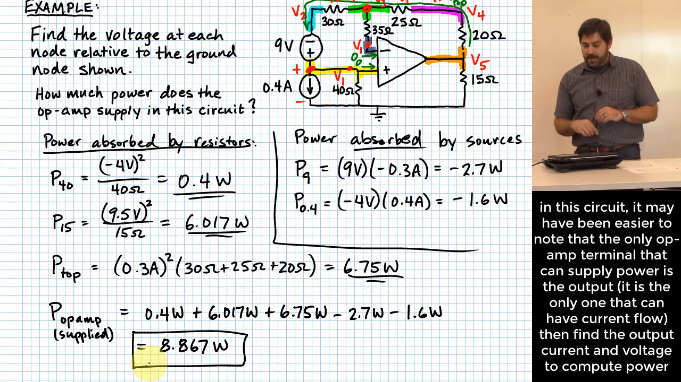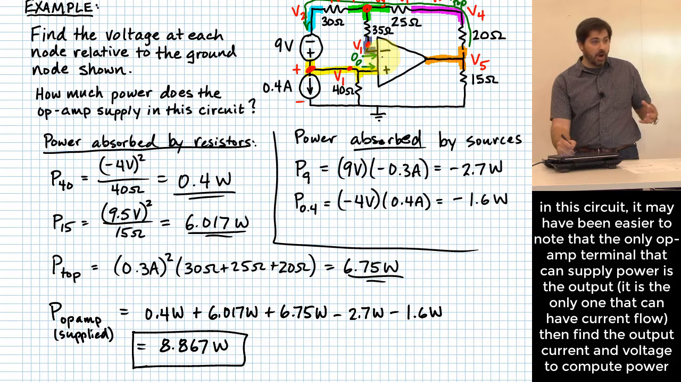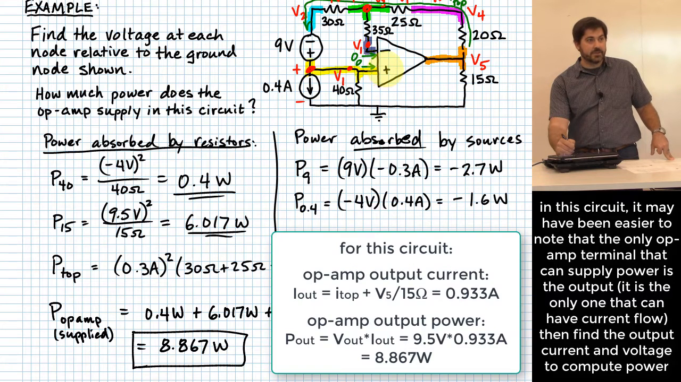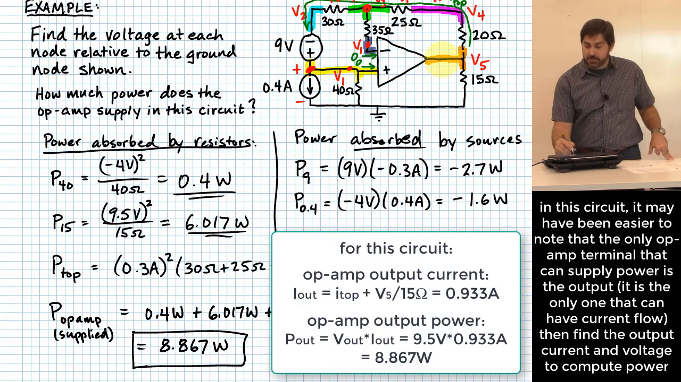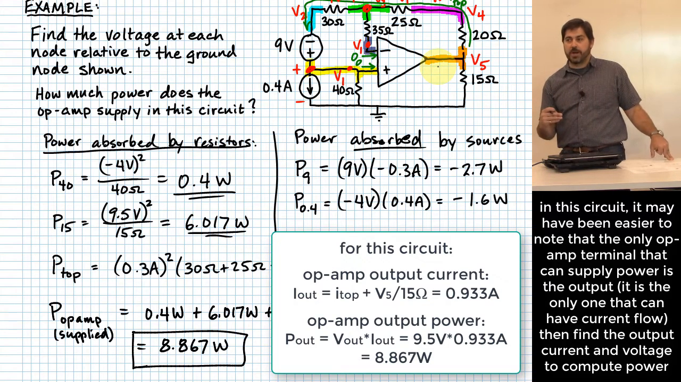One way to think about it is that you cannot have any power that is being delivered or absorbed on the two input terminals for the op amp itself, right? That can't happen. So if you know the current and voltage for the output, then you will know how much the op amp is supplying. So yeah, it is possible to do it other ways.